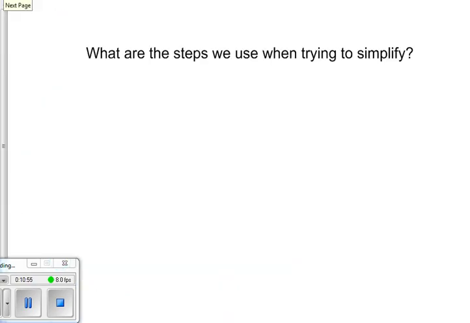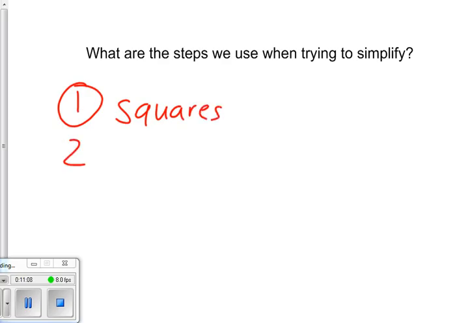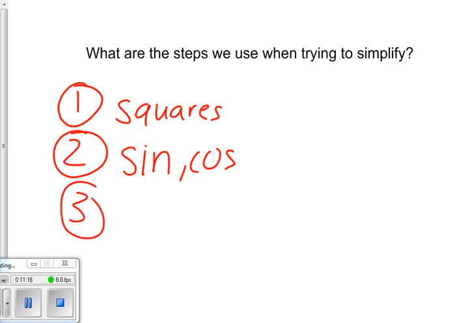The steps we use when trying to find or simplify. We said first we need to look at squares. Sometimes it might be helpful to use a Pythagorean identity. Sometimes it might not be, right? Second, what do we do? Sine and cosine. And then the third one, which isn't always a third step, is to factor. If you look at squares, change to sines and cosines and you're stuck, see if you can factor, because you might be able to. I think that's where some people get stuck, is factoring.